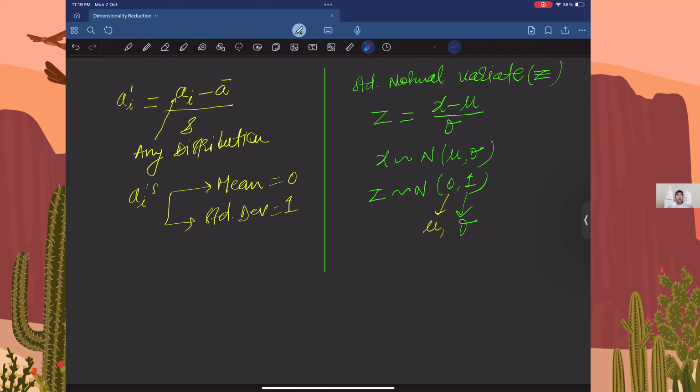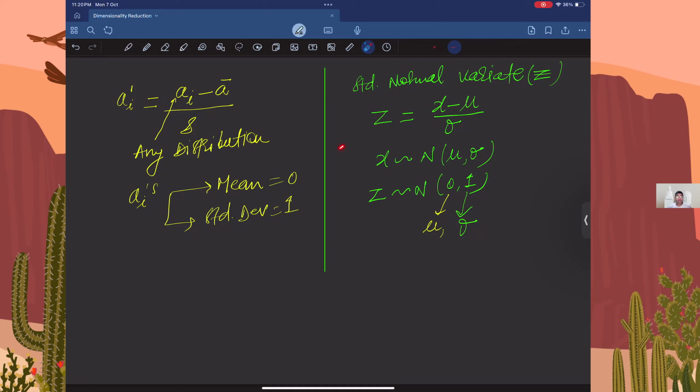Now, when we are applying the idea from the standard normal variate to transform my data such that Ai dash has a mean of 0 and a standard deviation of 1, what I mean by applying this transformation is that I am creating a new random variable here, which has a mean of 0 and a standard deviation of 1. So it looks exactly similar to what we have already seen. This is why it's called standardization, and this is called standard normal variate.